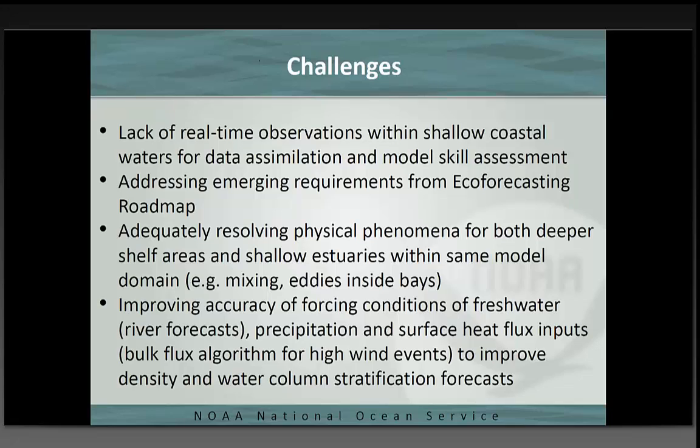We use GFS, the NAM, and the FV3 in a lot of our places, but I think working with the river forecast centers, trying to improve some of the physics that go in to improve our model initial conditions, will go a long way.